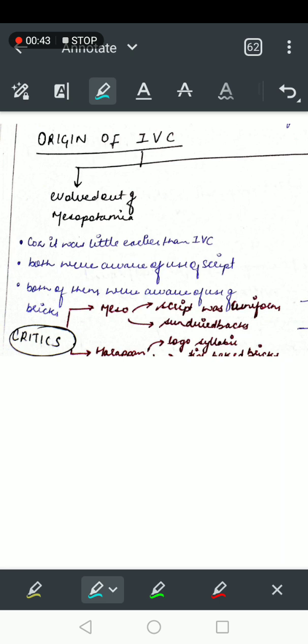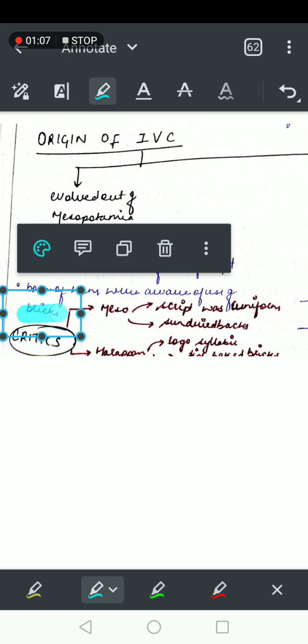One view says that it evolved out of the Mesopotamian civilization. The reasons being that it was a little earlier than the Indus Valley Civilization. Both were aware of the use of script. It means the Mesopotamian civilization also used script and Indus Valley civilization also used script. Then the third reason, both of them were aware of the use of bricks.